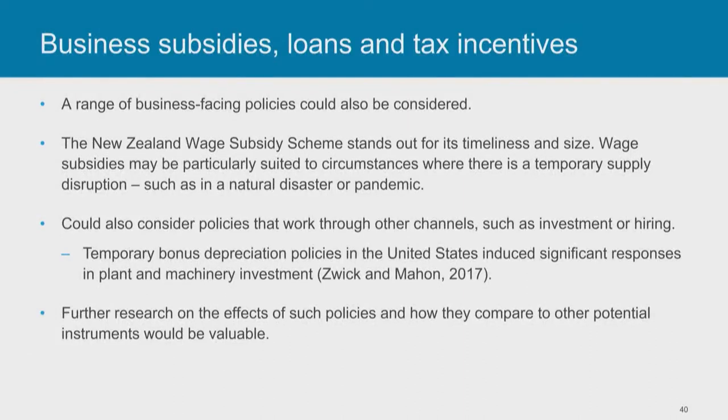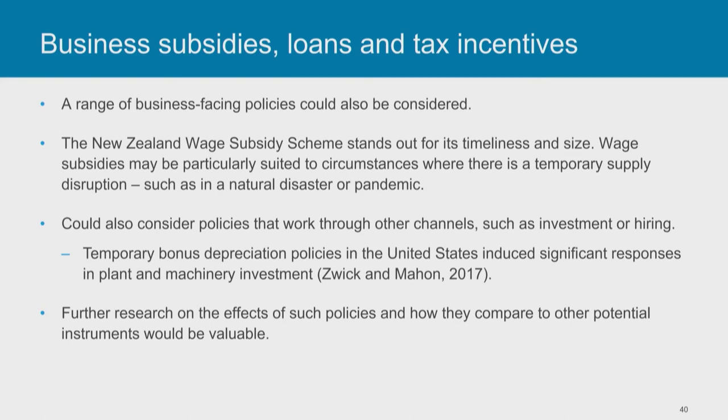A range of business-facing policies could also be considered. The New Zealand wage subsidy scheme stands out for its timeliness and size, and wage subsidies may be particularly suited to circumstances where there is a temporary supply disruption, such as in a natural disaster or pandemic.